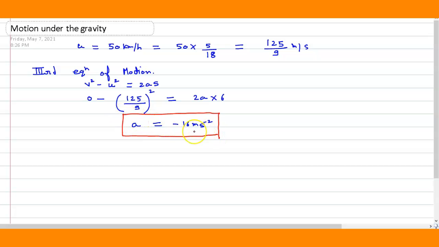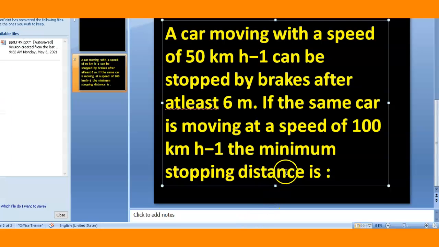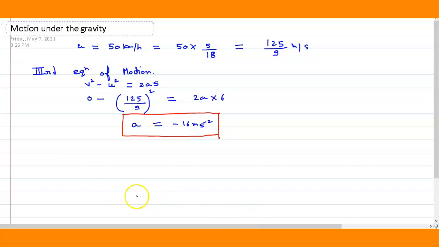Okay. Again, according to the question, its initial velocity is 100 km per hour. If the same car is moving at a speed of 100 km per hour, then find the minimum stopping distance. It means that its speed is 100 km per hour.